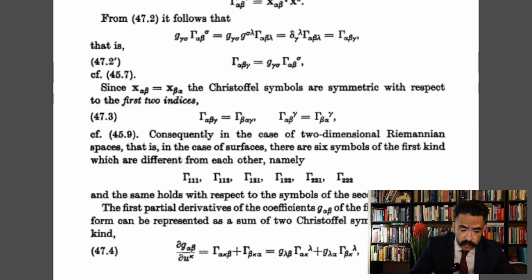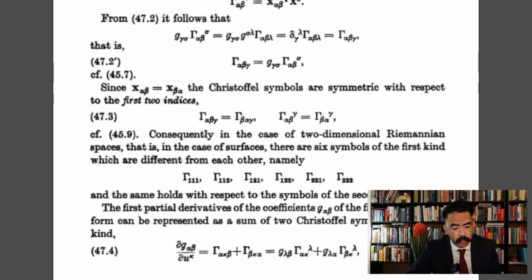From the previous relation for the Christoffel symbols of the second kind, it follows that g_γσ Γ^σ_αβ = g_γσ g^σλ Γ_αβ,λ = δ_γ^λ Γ_αβ,λ = Γ_αβ,γ. That is, Γ_αβ,γ = g_γσ Γ^σ_αβ. And for this, refer back to the relation Γ_αβ,λ = g_γλ Γ^γ_αβ.